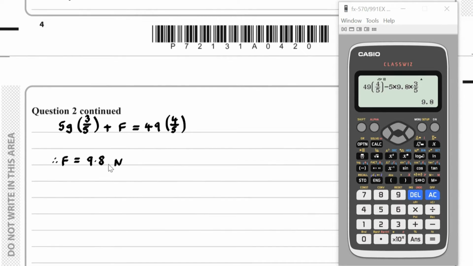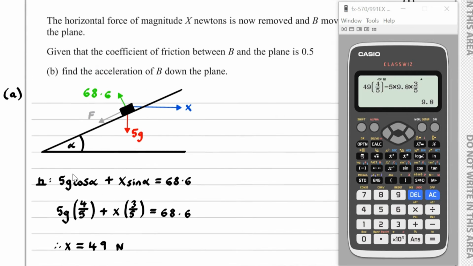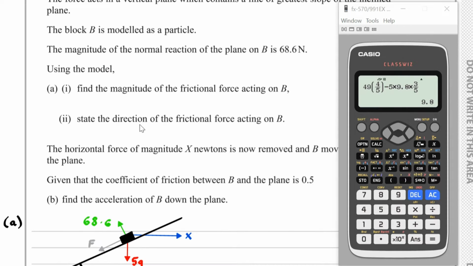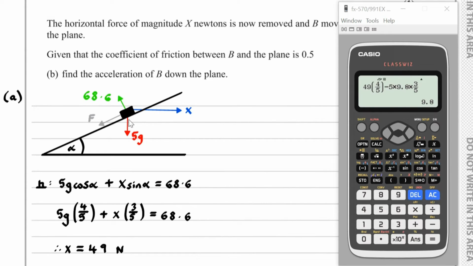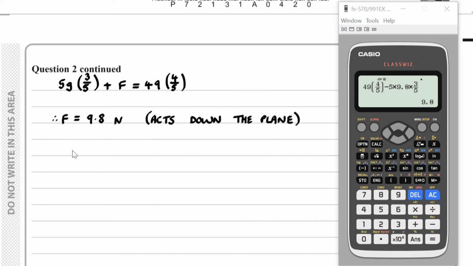So we have found the magnitude of the frictional force, and then we have to state the direction of the frictional force acting on B. Well, we assumed that friction acts down the plane. F is a positive value, which means it is indeed acting down the plane. If we got a negative F, that would simply mean friction would act up the plane. And so it acts down the plane.